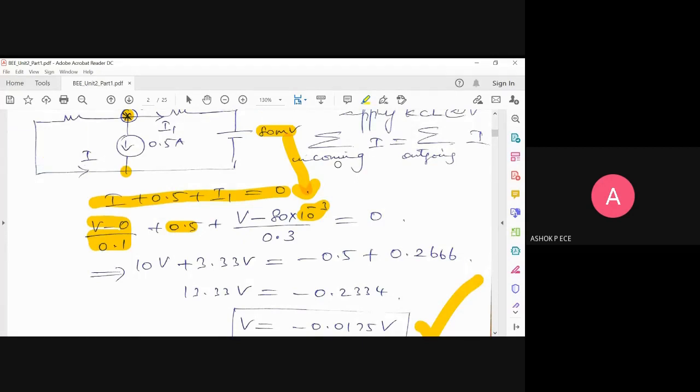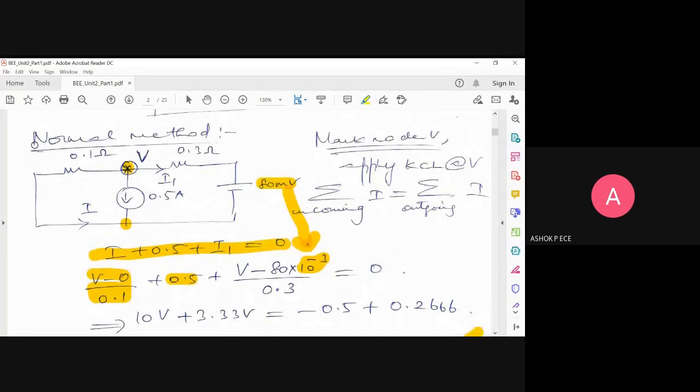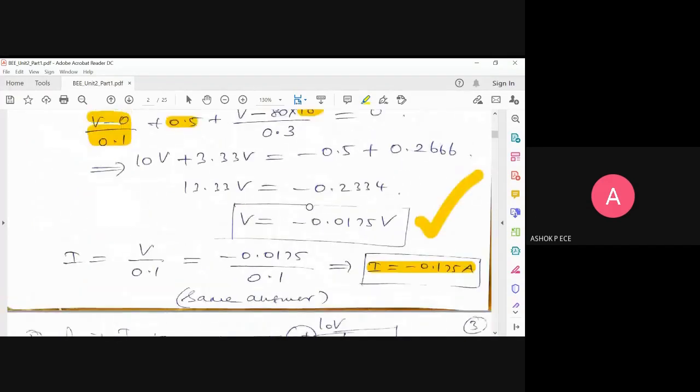Okay. Is this clear? For every sum, you need not do it by the normal method. This normal method we are doing just to make you understand that whatever answer you get by the normal method and superposition theorem, the answer is going to be the same. I am just proving that, only for that we are doing the normal method. Otherwise, you can do it by the superposition theorem method directly. Is everyone getting this answer for I? Yes or no? Yes, sir.